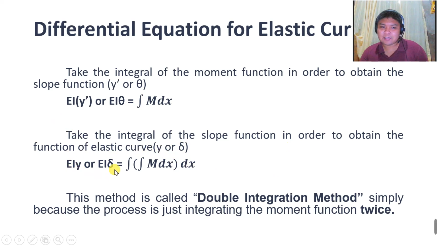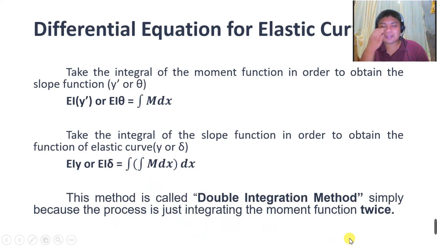So, EI y or EI delta equals the integral of itong naunang na-integrate nyo. So, halimbawa, for the first time nag-integrate ka, i-integrate mo ito. So, yun na class yung EI y natin. So, this method nga is simply called the double integration method due to the fact class that the process is simply integrating the moment function twice.